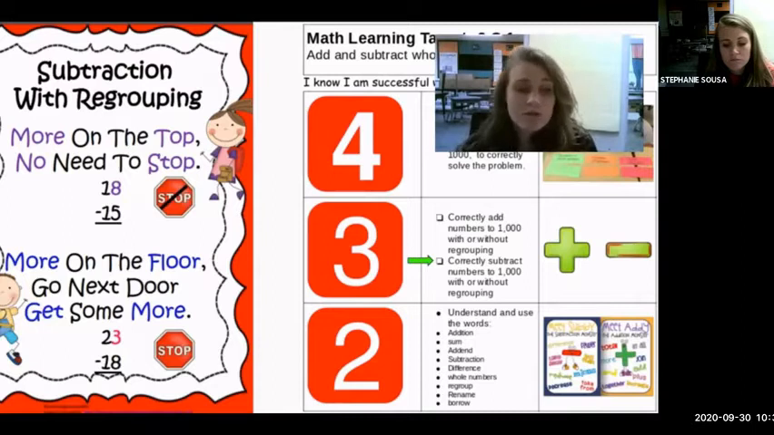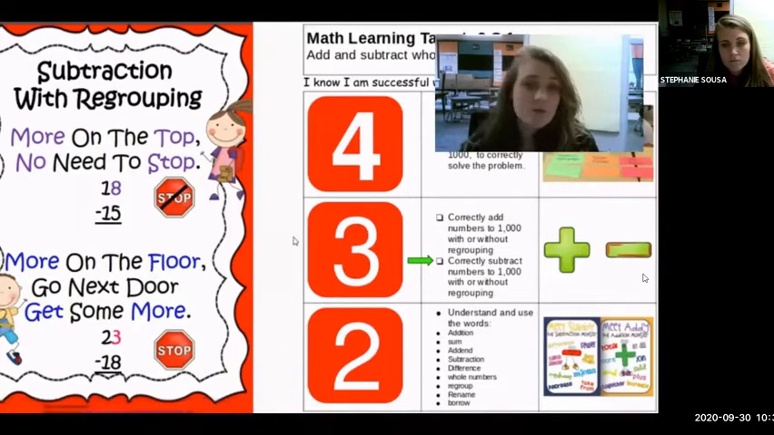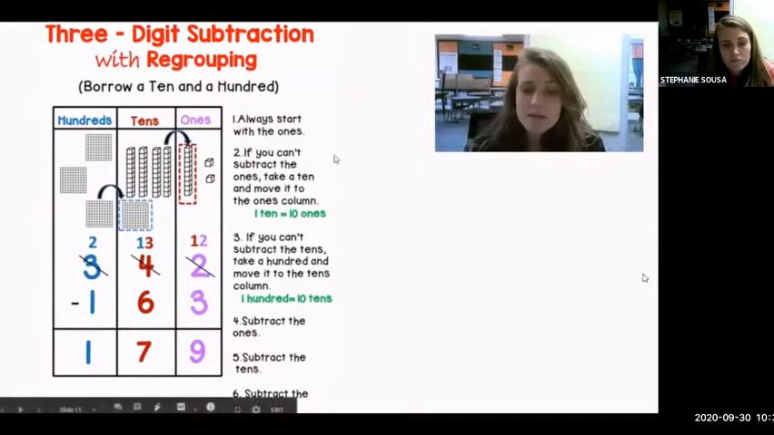This means that we're going to focus more on the "more on the floor, go next door to get some more" portion of our rhyme today. The majority of our digits in the place values will have more on the floor, and we're going to have to regroup a larger place into a lower place. So let's take a look at the steps. Follow along with this visual model as we read through steps 1 through 6.